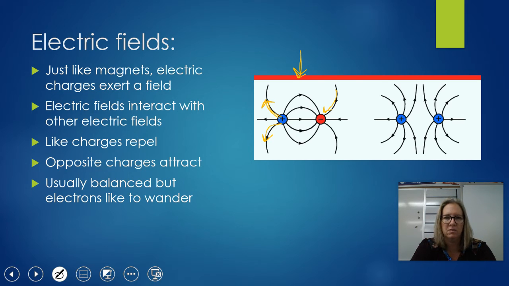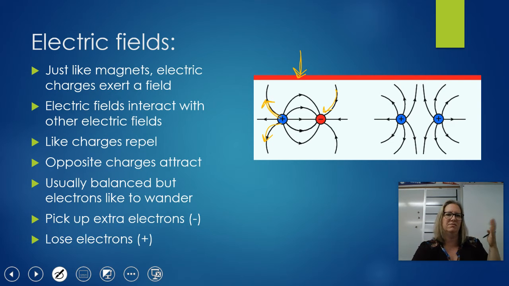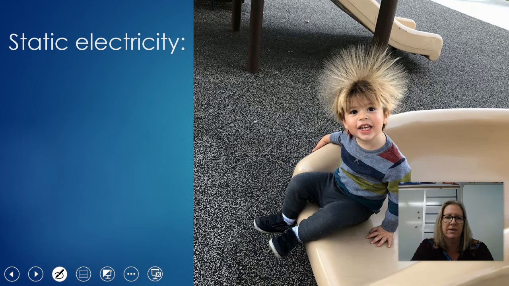However, electrons like to wander, and so we do get an unbalance of charges frequently. Sometimes we can pick up extra electrons, which is going to make something more negative, or sometimes particles can lose electrons, which make them more positive. That's the nature of chemistry. That's how a lot of those chemical bonds occur, because of that movement of electrons, right? But we can also have something called static electricity that is a result of that movement of electricity. That is my nephew. Yes, he just slid down that slide and created all kinds of static electricity there.